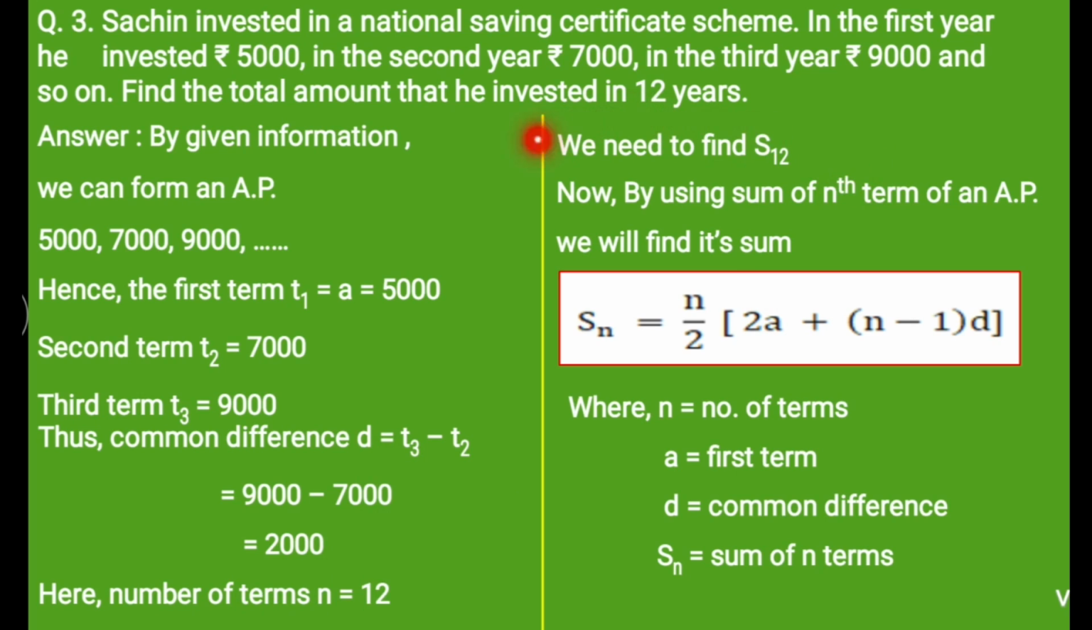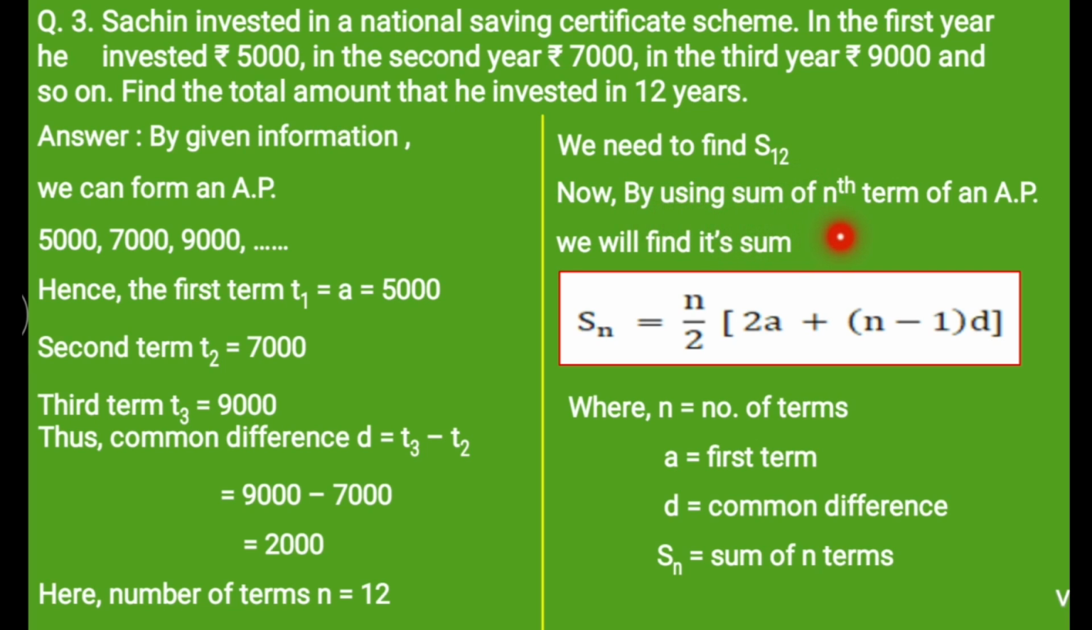Here we have to find the total amount that he invested in 12 years. So we take n equals 12. So we write here number of terms is equal to 12. Now we have to find the total amount, that means total investment in 12 years. So we write here we need to find S12.